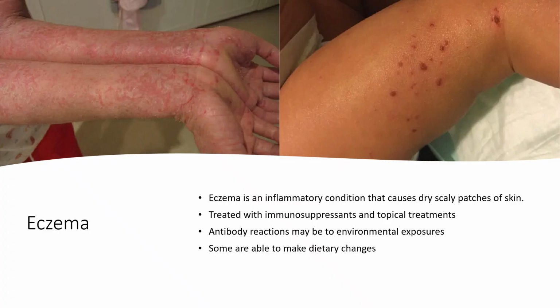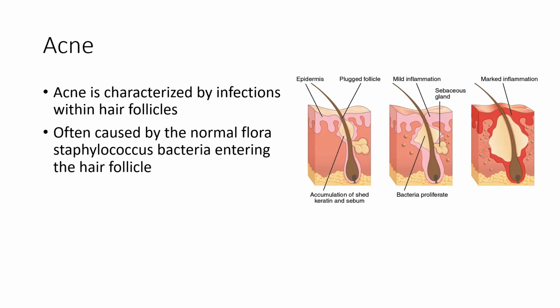Eczema. So eczema is an inflammatory condition that causes dry, scaly patches of skin. It's an autoimmune type of disease, so it's treated with immunosuppressants and topical treatments. It is an antibody reaction, but it may be, like I said, immune triggering from environmental exposures. And dietary changes can also help, maybe for dietary inflammation. But it's our immune system causing inflammation in the skin. And so that's eczema.